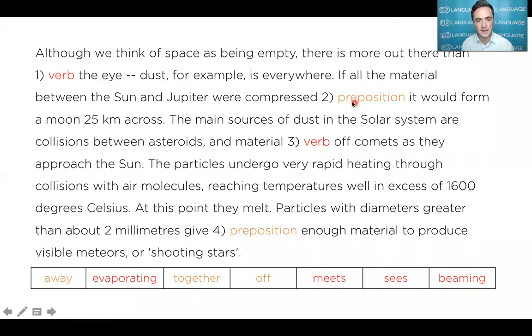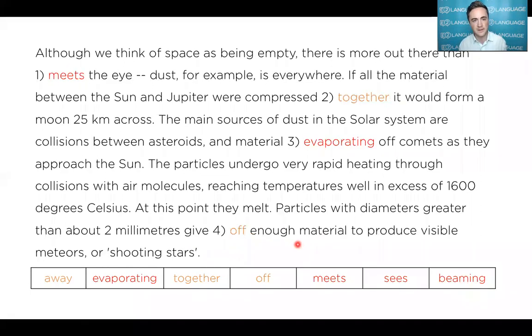And here we know that number 2 and number 4 are going to be prepositions. And we have 1, 2, 3 prepositions. So we've increased our chances of selecting the right one enormously by identifying the word type. Then if we look at the answers, meets the eye is the collocation. Compressed together is the collocation.